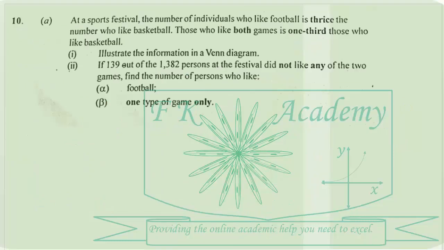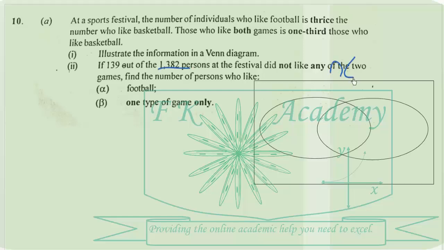Question number 10. At a sports festival, the number of individuals who like football is twice the number who like basketball. Those who like both games is 1/3 those who like basketball. Illustrate the information in a Venn diagram. If 139 out of the 1,382 persons at the festival did not like any of the two games, find the number of persons who like football only.